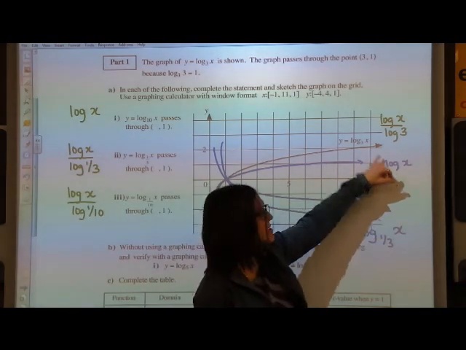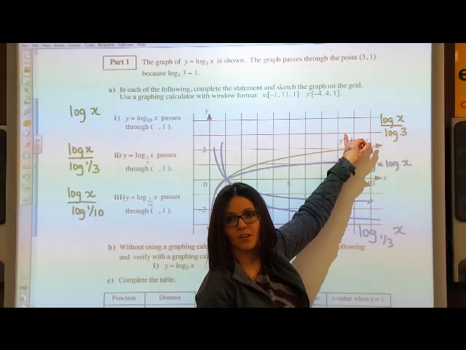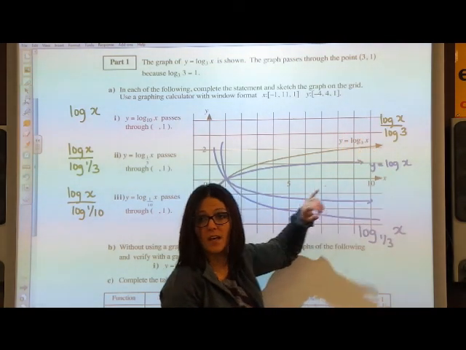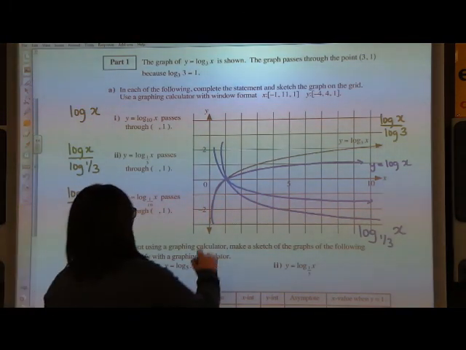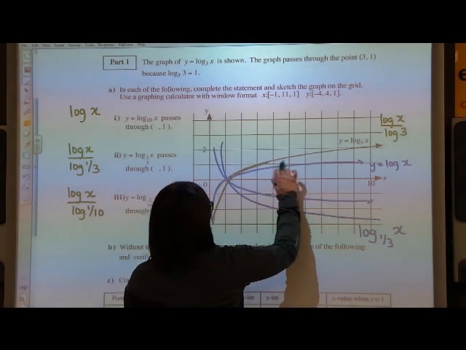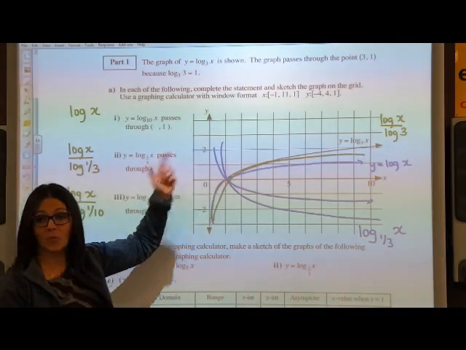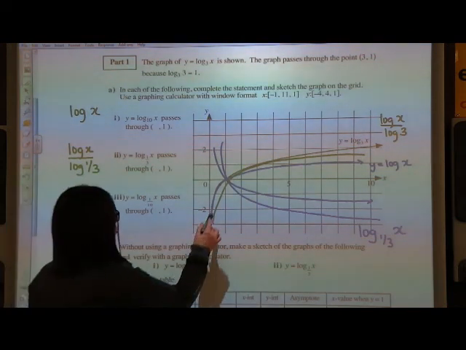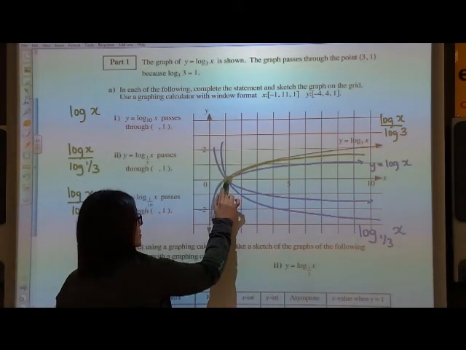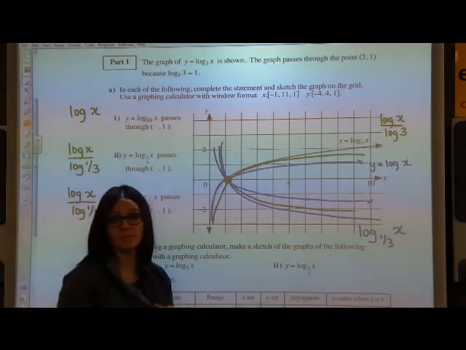And what do I know about the bases of these two? One was 10 and the other one was 3. So where's 5 going to fit in? In between. Not necessarily right in the middle, not necessarily closer to 3, but it's going to be somewhere in between. And it is also going to go through the point (1, 0). And then what about log base 1/5? It would be the reflection of the line that I just drew in green. So it's also going to go through the point (1, 0), and it'll be between these two graphs.